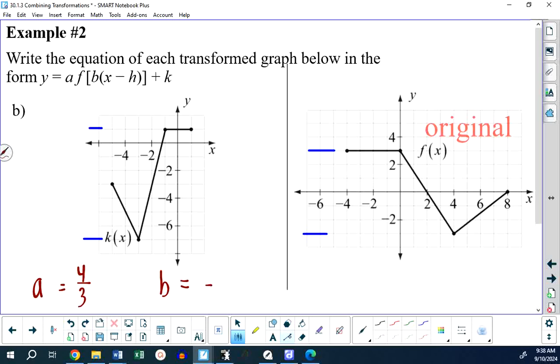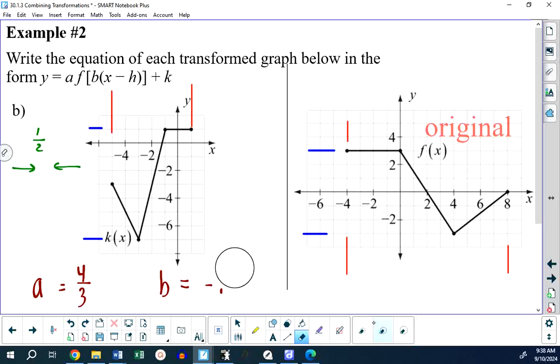So what we're looking at now is the horizontal width of this graph. Well, the width of the original graph I can see is 12. It's 4 to the left and 8 to the right. That's 12. What is the width over here? Well, it's only 6. So we're talking about a horizontal stretch by a factor of 1/2, which means b is negative 2. Because if the stretch factor is 1/2, we need a 2 in there, which is the reciprocal.